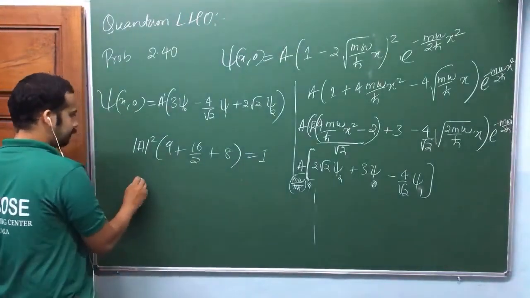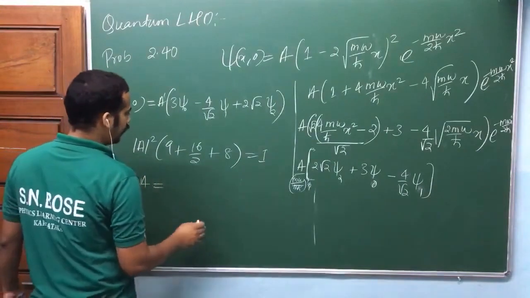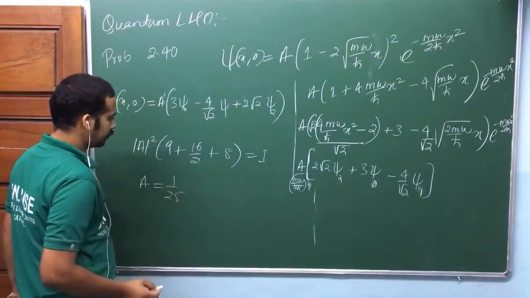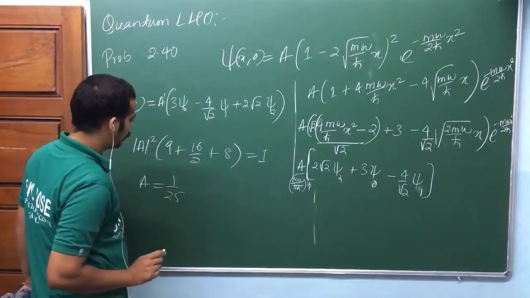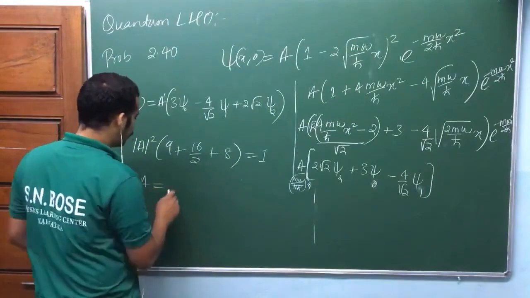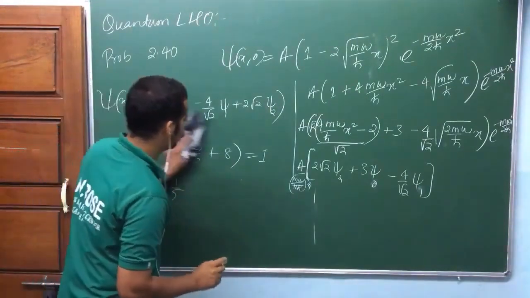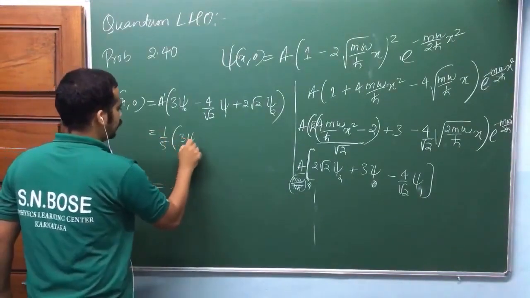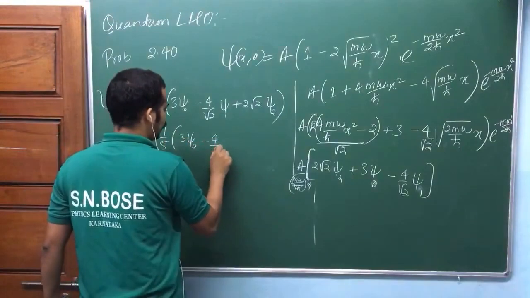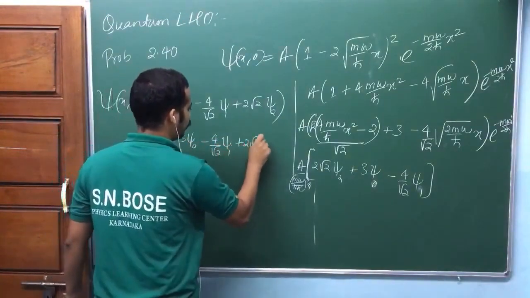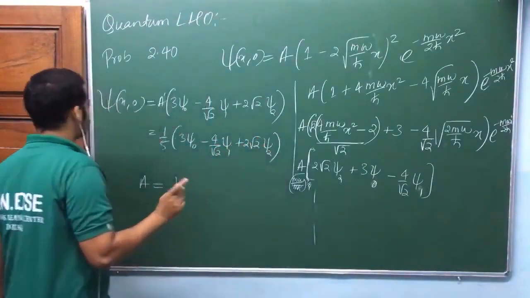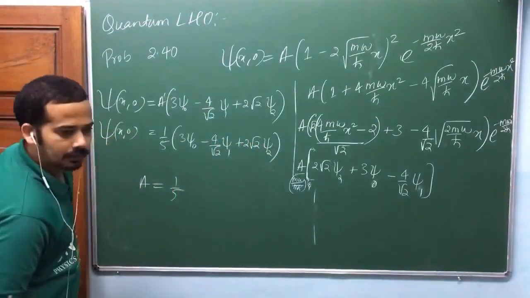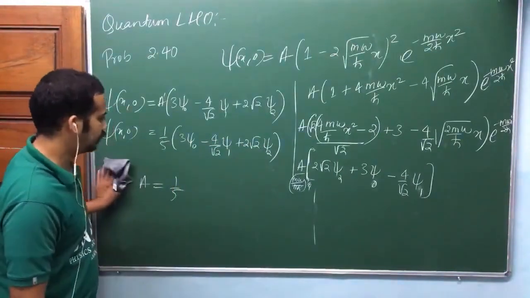Again, what is A? Speak out. 8 plus 8 plus 9. 1 by 25? 1 by? A square is 1 by 5. Am I right? 1 by 5. Yeah, you can just substitute that 1 by 5, isn't it? 1 by 5 (3 psi naught minus 4 by root 2 psi 1 plus 2 root 2 psi 2). Whether it is right or not, somebody comment. Mridunal? Right, isn't it? Right.